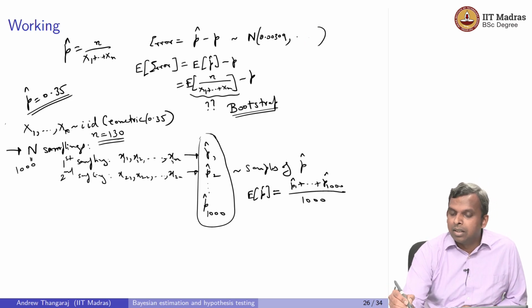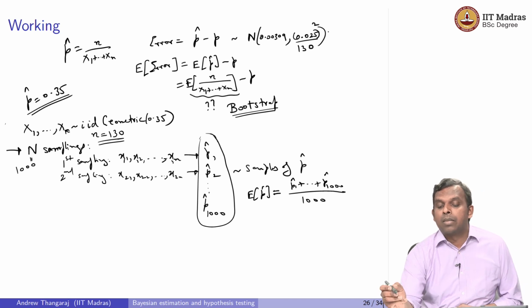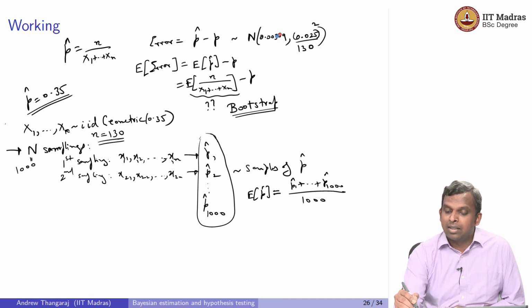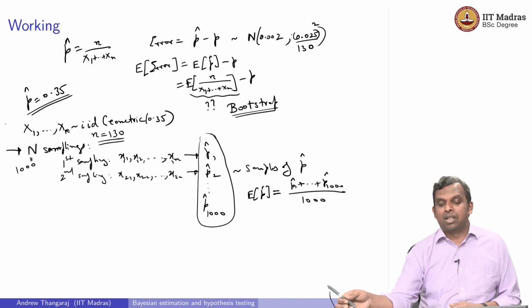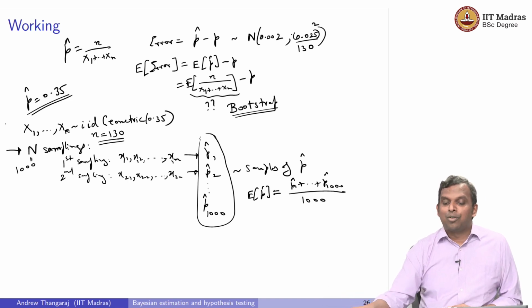It's 0.025 by, so n was 130, right? So it's going to be this guy squared by 130. So that was the sigma value, and this one, maybe 0.003 is too much. We can take 0.002. That seems to be a reasonable estimate for the mean and the variance.